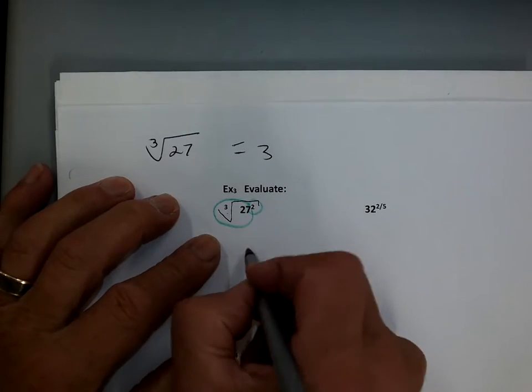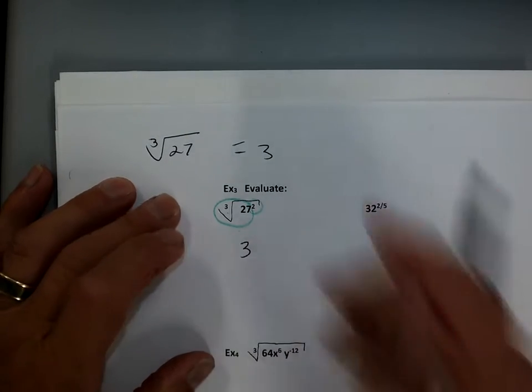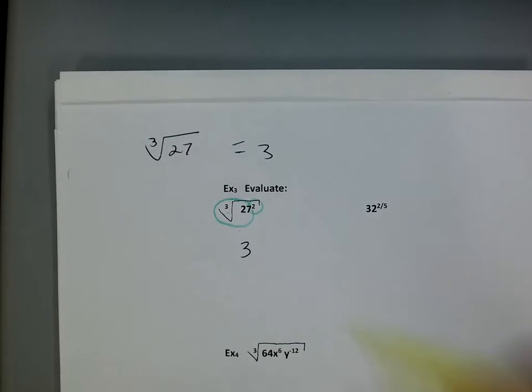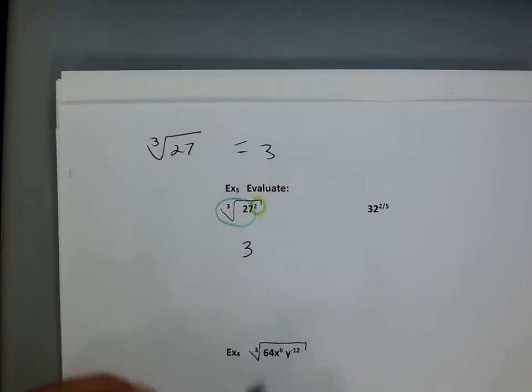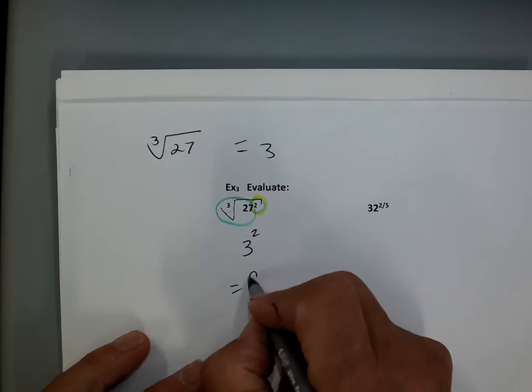So I've got 3. And don't forget the square. We're not done. So I took the cube root. I'm going to go 3 squared, which is 9.